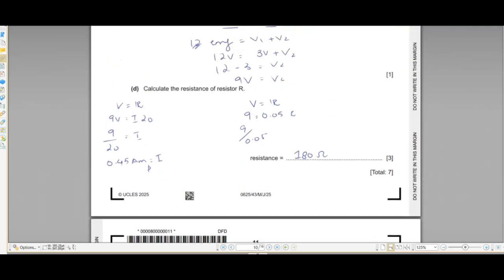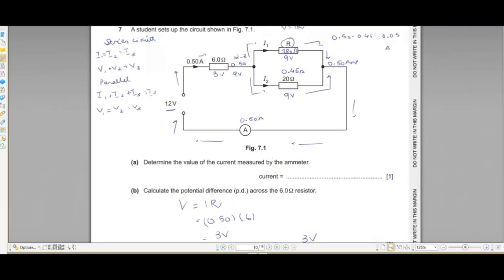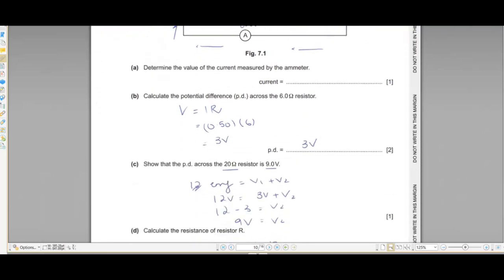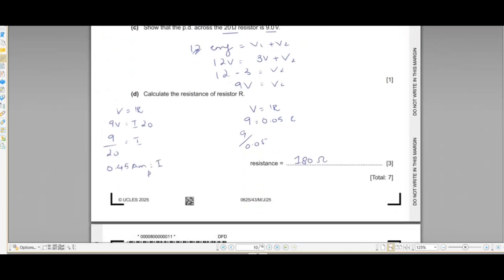So you see that if you keep on understanding the circuit, solving the questions becomes easier. If you have an understanding of the circuit, the question becomes easy, otherwise it becomes difficult. So moving on.